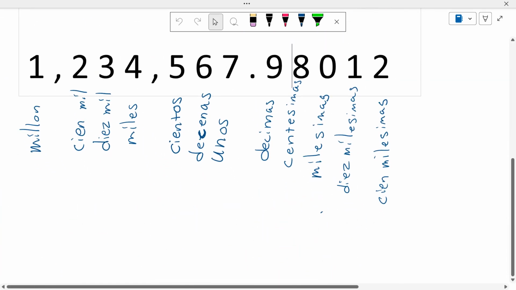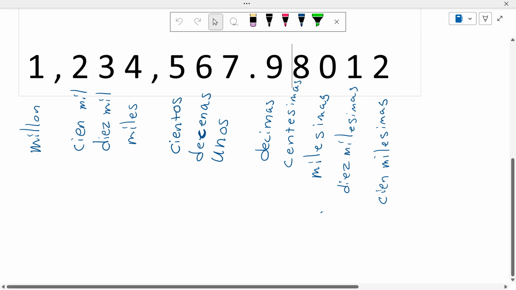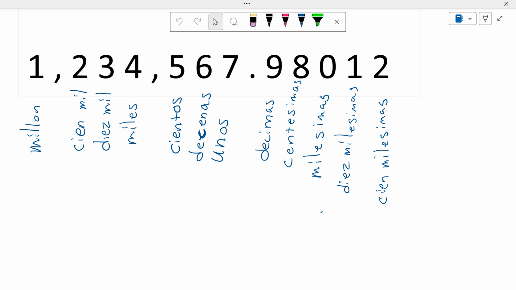In Spanish, unos. So the tens place is the decenas. Cientos, miles, diez mil, 10,000, 100,000, and million. So when you get to the other side of the decimal point, see how this and this go together, just like English. So décimas.